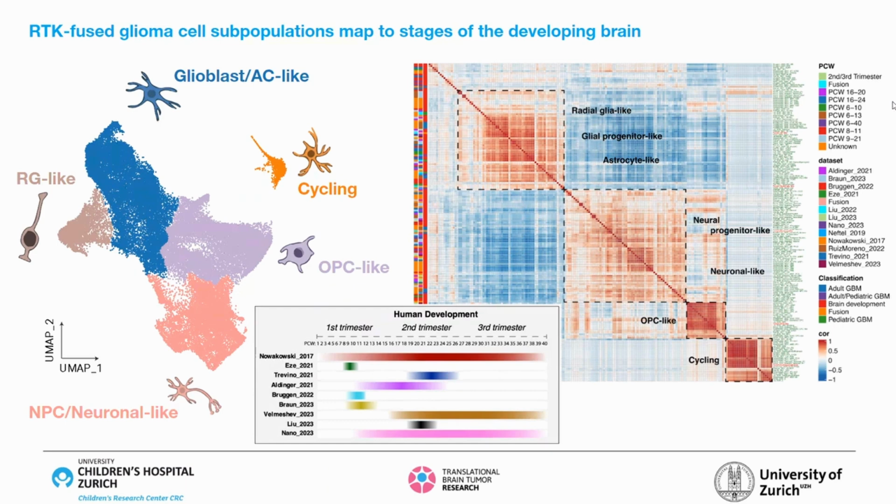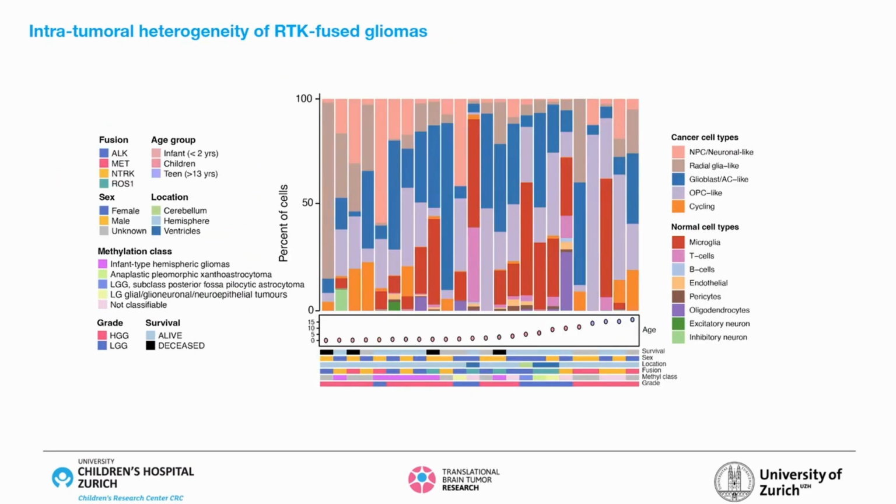And this analysis revealed that these infant-type hemispheric gliomas are composed of 5 different types of cells of both neuronal and glial origins. So you have radioglial-like cells, glioblast or AC-like cells, OPC-like cells, and then neuronal-like cells. And most strikingly, we observe widespread heterogeneity in the cellular composition of these tumors across the patient cohort that we have. And this could suggest, going back to the question of timing at the beginning, that the oncogenic event might occur at different times during gestation, right? Maybe yielding tumors with different cellular composition.